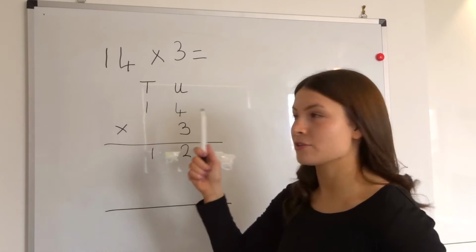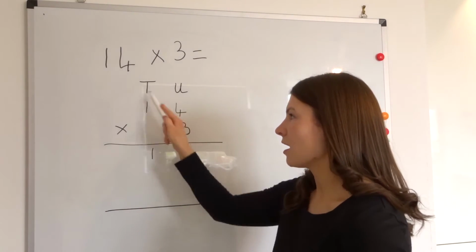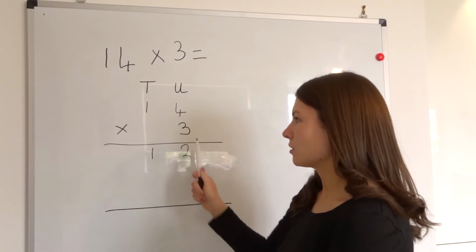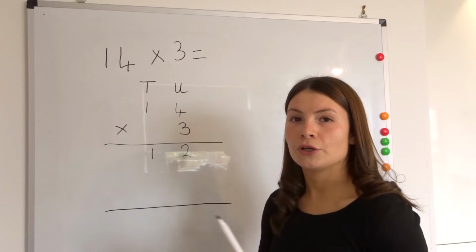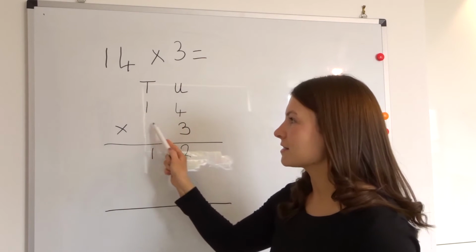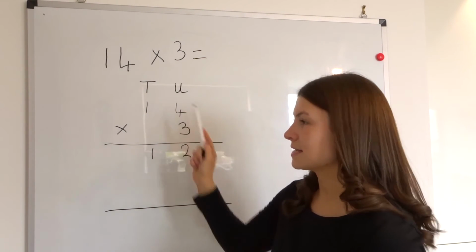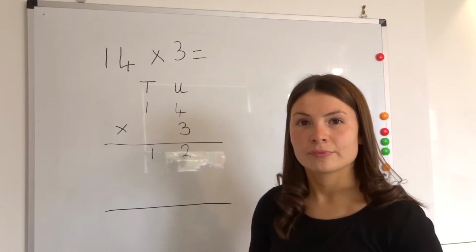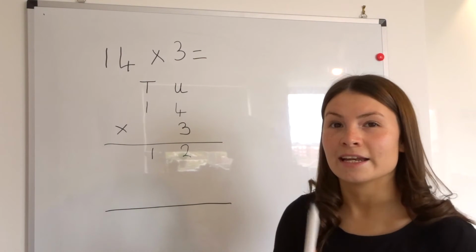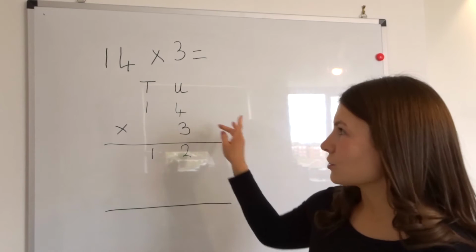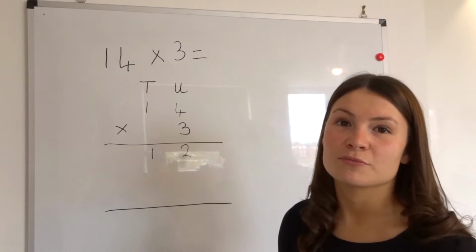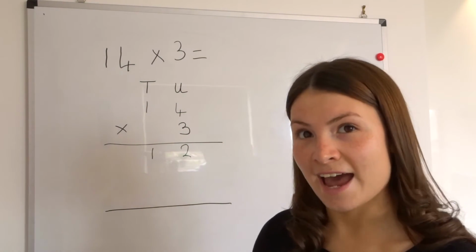And then we move over to our tens column. So we're now timesing the number in the tens column by 3. Who can tell me the value of this number here? What is the value of this number here? Remember, it's in our tens column. That's right, it's 10. It's not 1, because it's in our tens column. So the value of it is 10.